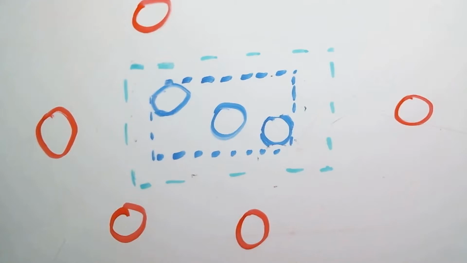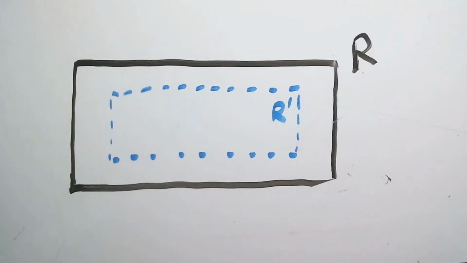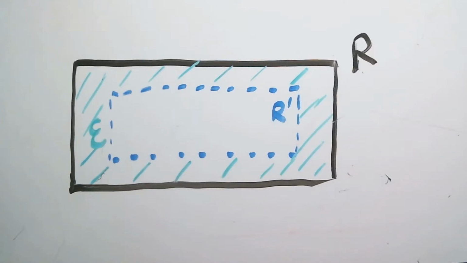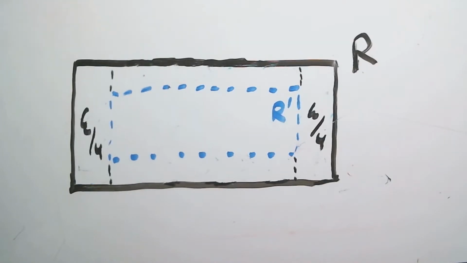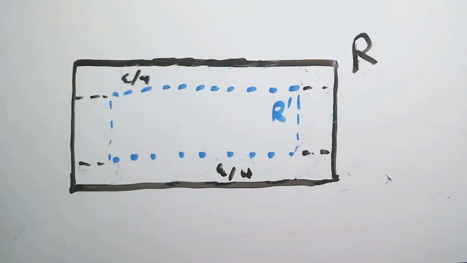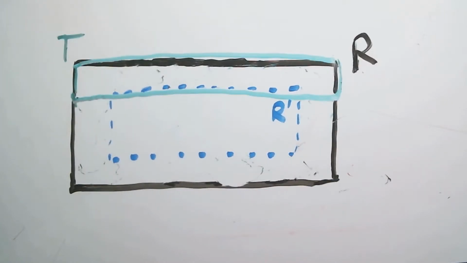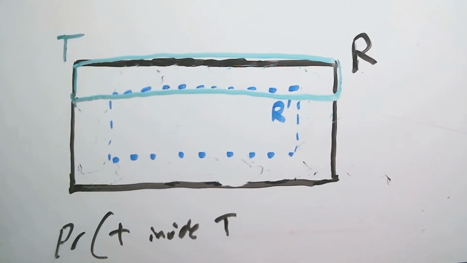Well, for this problem, it's fairly simple to work it out. Let R be our ground truth rectangle, or where the rectangle is in reality, and let R prime be where we think the rectangle is. We can obtain a total error epsilon if on each side we have error epsilon over 4. Of course, this is being generous as there is an interval on each side which will be counted twice. Now let T be exactly this region.